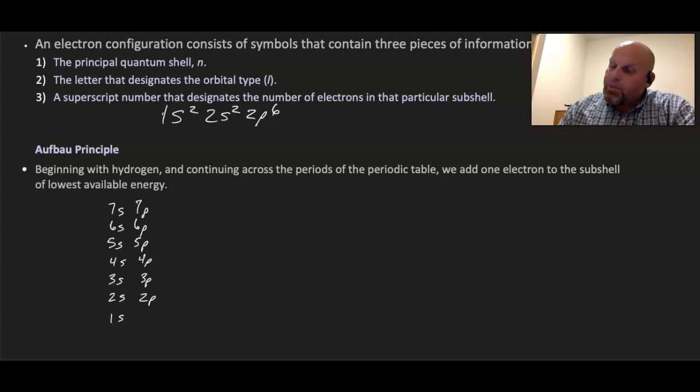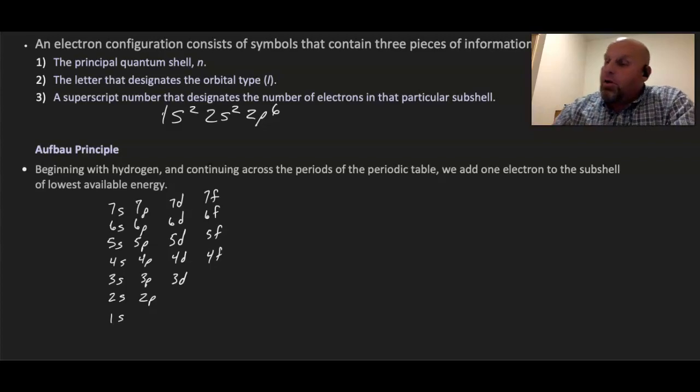The D subshell shows up for the first time in the third energy level. And finally the F in the fourth energy level. Now, some of those aren't possible, but for now I'm just listing all the possibilities as we may know it.